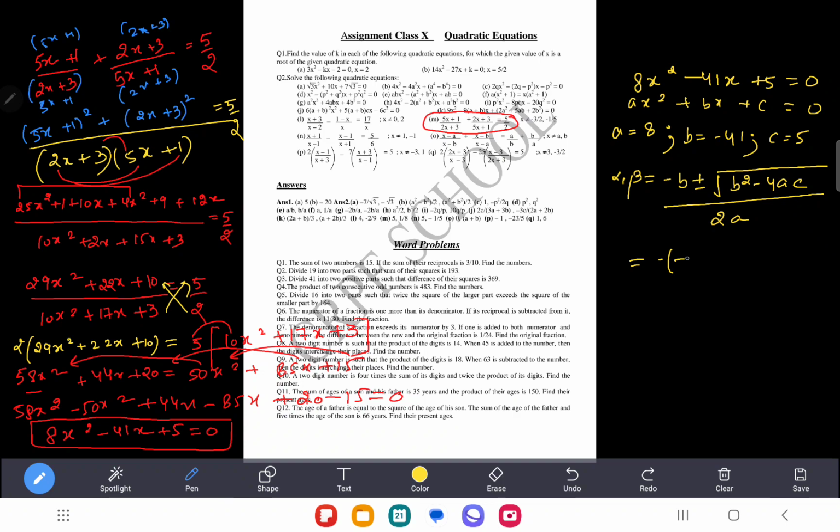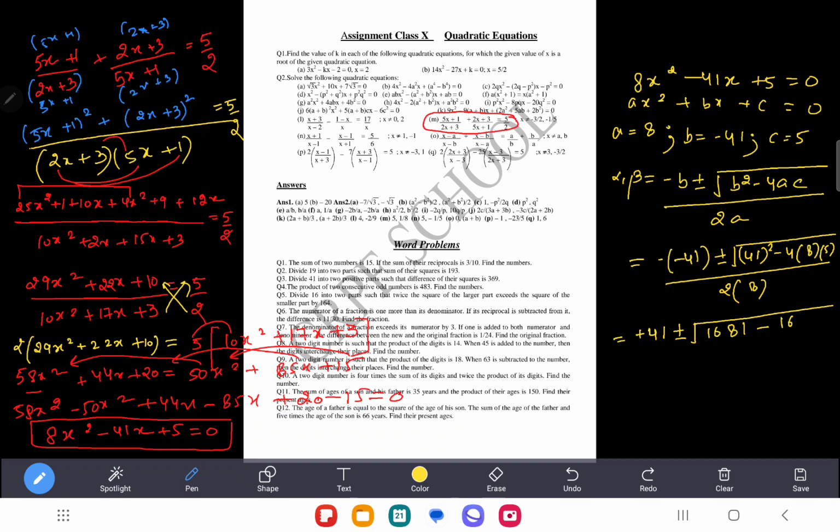So you will have minus of minus 41 plus minus under root of 41 whole square minus 4ac over 2 times 8. So you will have plus 41 plus minus under root of 1681 minus 160 over 16. So 41 plus minus.